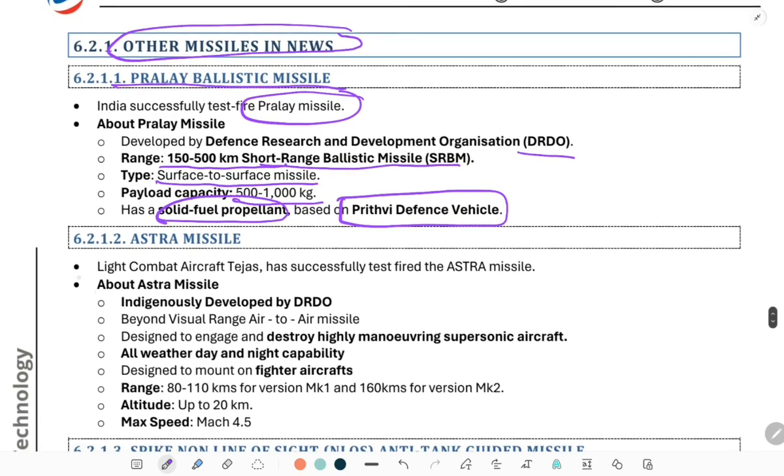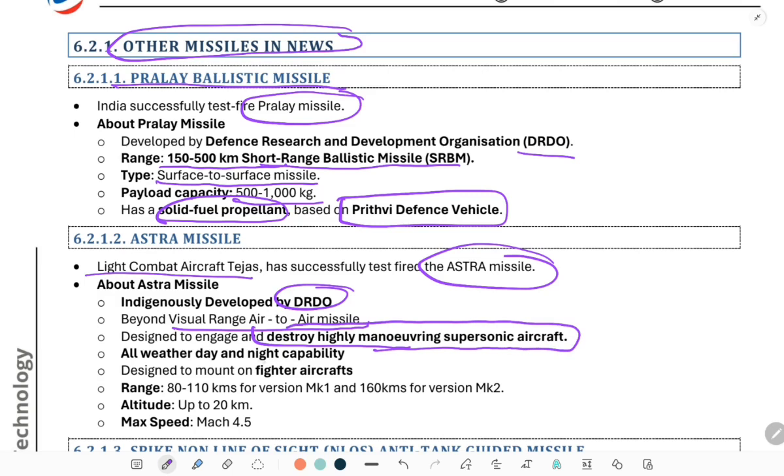Next, Astra missile. The light combat aircraft Tejas has successfully test fired the Astra missile. This Astra missile is indigenously developed by DRDO, and it is a beyond visual range air-to-air missile designed to engage and destroy highly maneuvering supersonic aircraft. It has all-weather, day and night capability and is designed to be mounted on fighter aircraft. Its range is 80 to 110 km for the Mk1 version and 160 km for the Mk2 version. Its altitude is up to 20 km and its max speed is Mach 4.5.